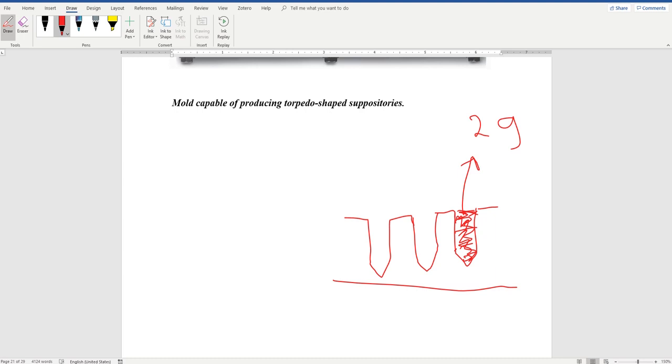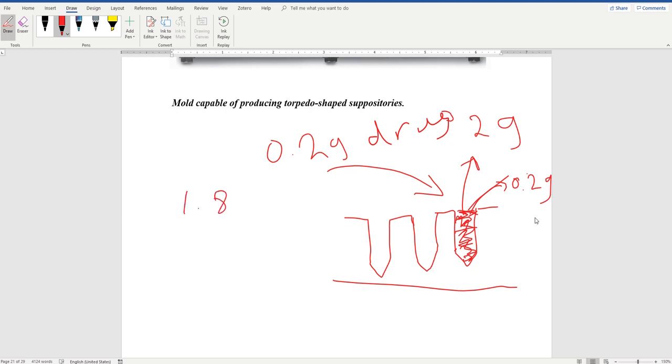So now you have a blank suppository. The weight is 2 grams. Now suppose you want to put 0.2 gram of a drug. Probably the first thing that comes to your mind is, in order to have 0.2 gram of the drug in this suppository, you need to remove 0.2 gram of the base. Then you think you need 1.8 gram of the base and 0.2 gram of the drug. Well, that's not correct.